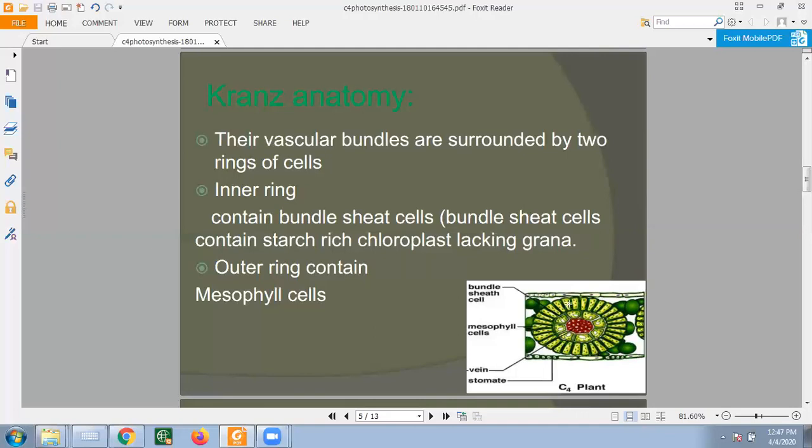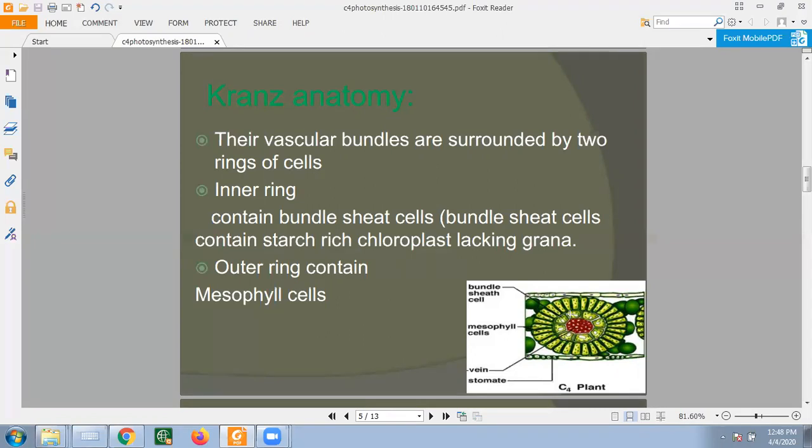So that is why the chloroplasts differ in their structure. That is why dimorphic chloroplasts are present in this type of KRANZ anatomy. This peculiar anatomy of the leaves of C4 plants is called KRANZ anatomy. These bundle sheath cells are bigger and look like a ring or wreath. That is why the German name KRANZ has been given. KRANZ means wreath in German. Hence it is called KRANZ anatomy.